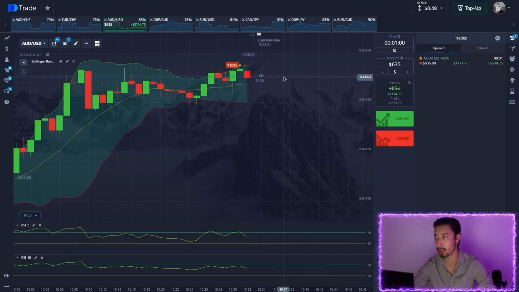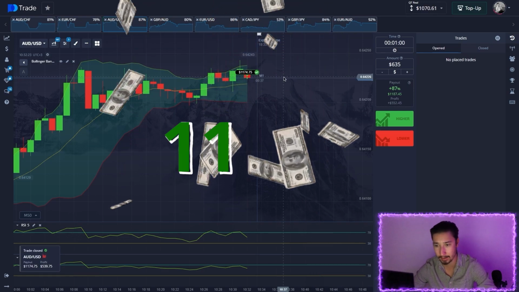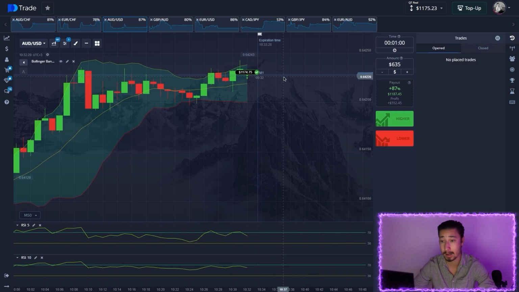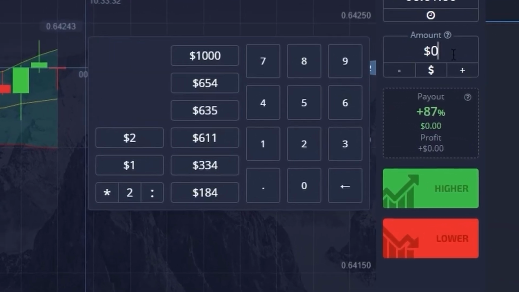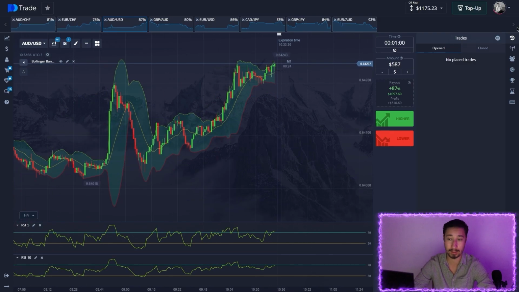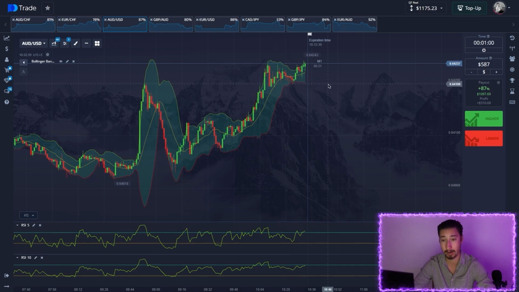Nice, another position. We have more than $1,000. Position is closed easily. Let's select the next currency pair. Don't forget about the amount, right? Let's put 587 and open 2 transactions for this amount for each.